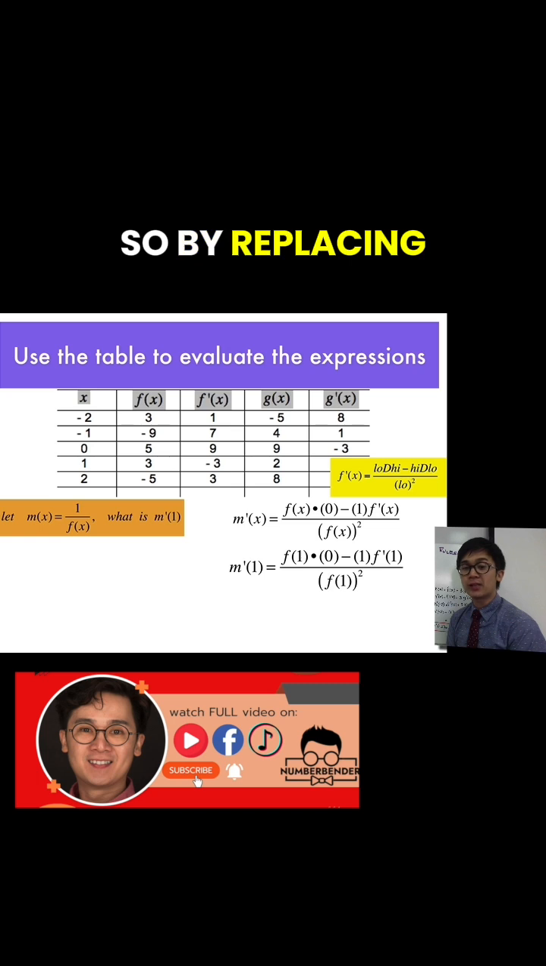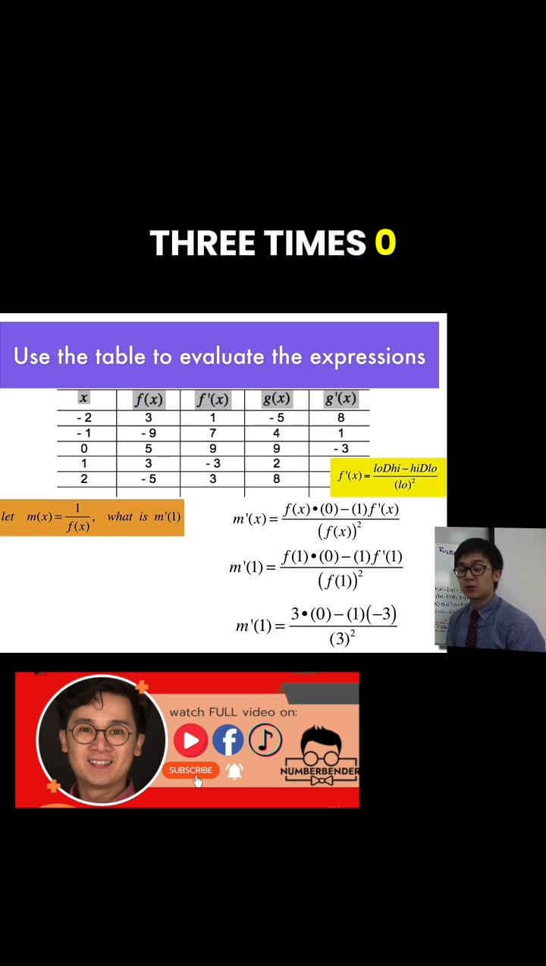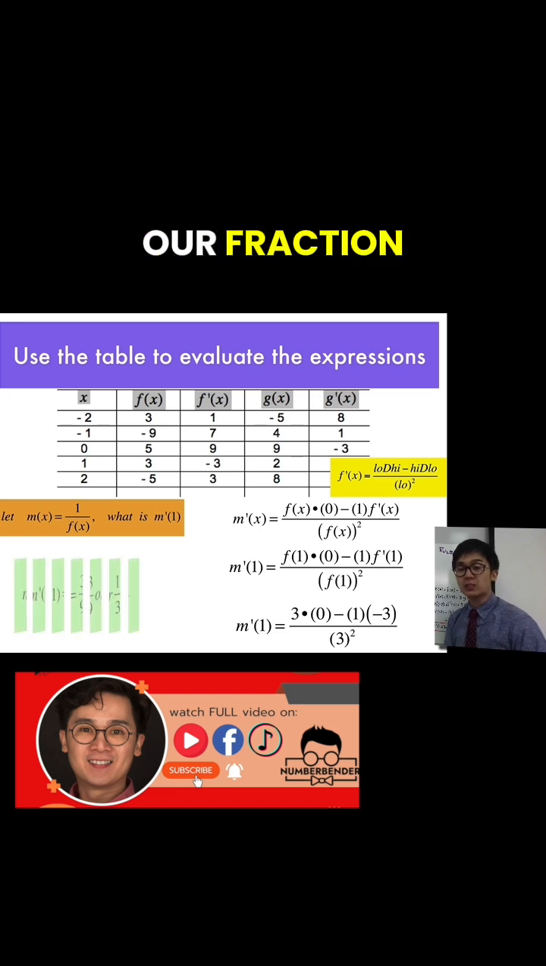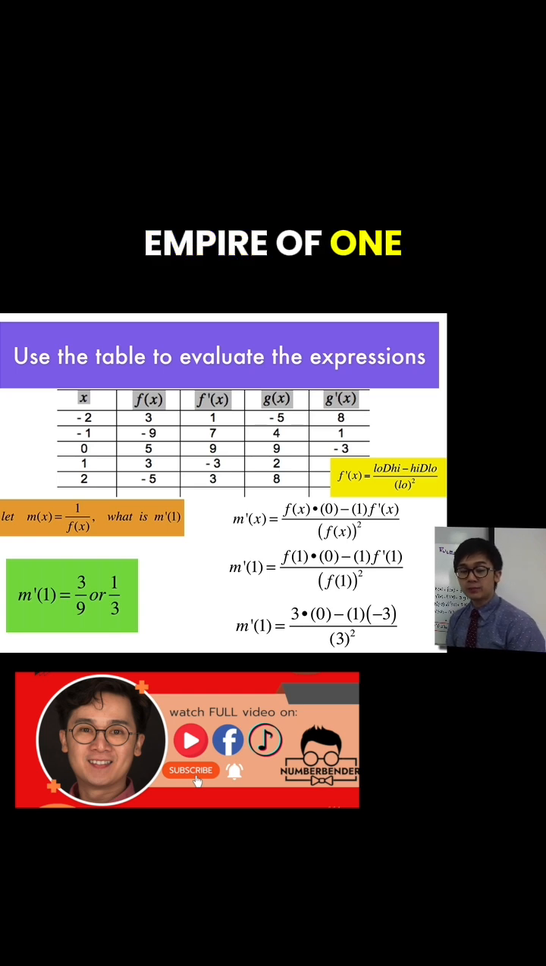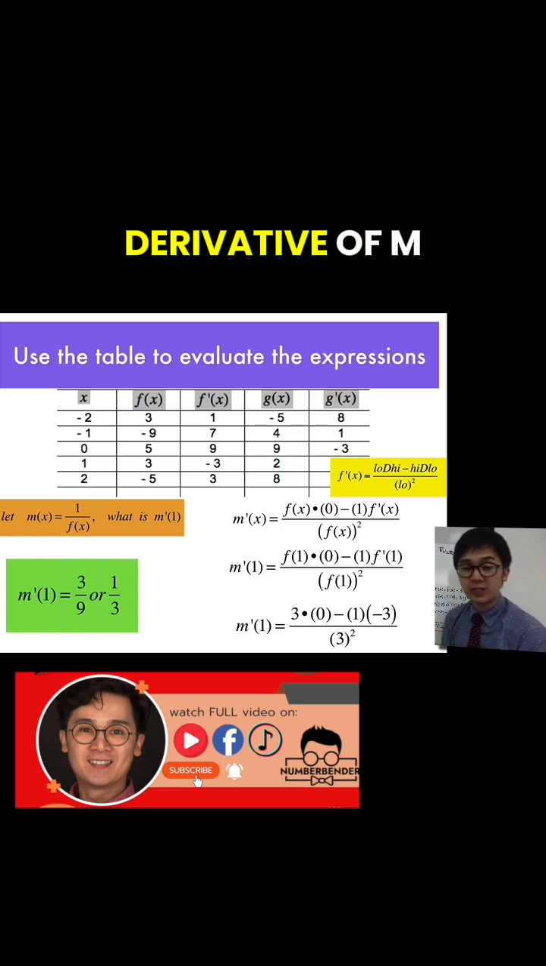So by replacing our f of 1 and f prime of 1 using our table, m prime of 1, or the derivative of m at 1, will give us 3 times 0 minus 1 times negative 3 all over 3 squared. So once again, we are just using the values presented to us in our given table. And by simplifying our fraction, m prime of 1 is equal to 3 over 9, and by further simplifying it, we'll have 1/3.